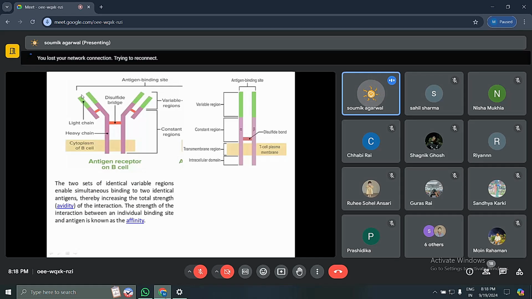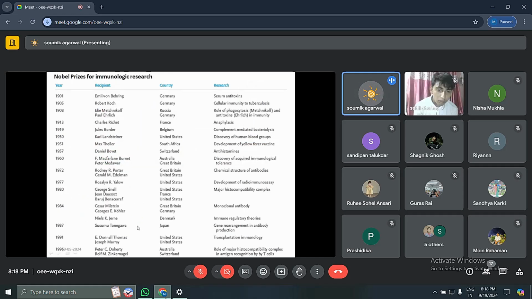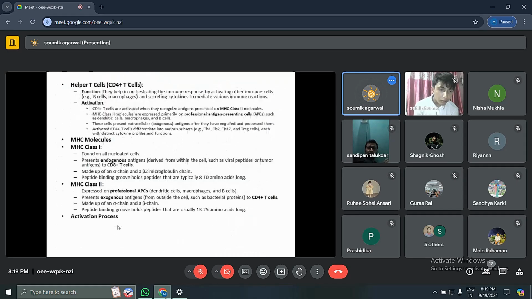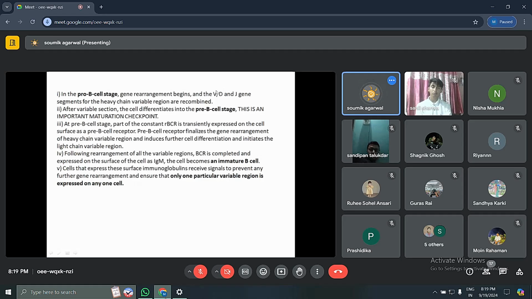Who discovered it? Do you have any idea? It was in the list I gave you in the previous lecture. In 1987, Susumu Tonegawa described this process of gene rearrangement for the production of various different types of antibodies, and he got the Nobel Prize in 1987 in physiology and medicine. You don't have to remember that. In a nutshell, through this VDJ rearrangement, they create different types of antibodies. This is the thing. And after pro B cells, they differentiate into pre B cells. This is an important maturation checkpoint.